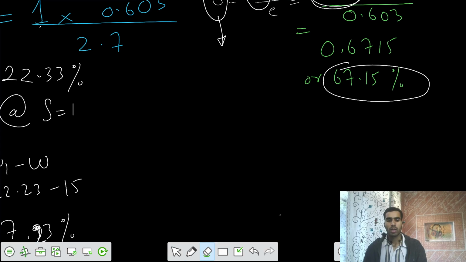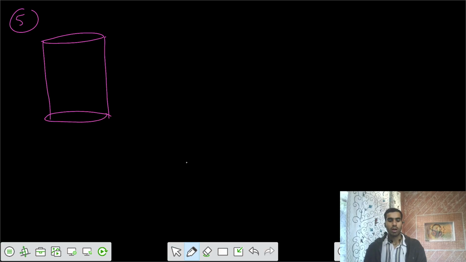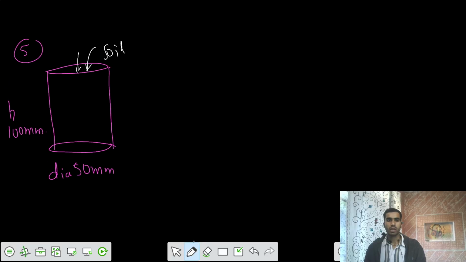Let's go for problem 5. Problem number 5. So we have a specimen, we have a mold. Let's say this is our mold of steel, of dimensions: the diameter is 50 millimeters and the height is 100 millimeters. So this is your mold, and in that we want to fill the soil. The soil here is actually dry soil.